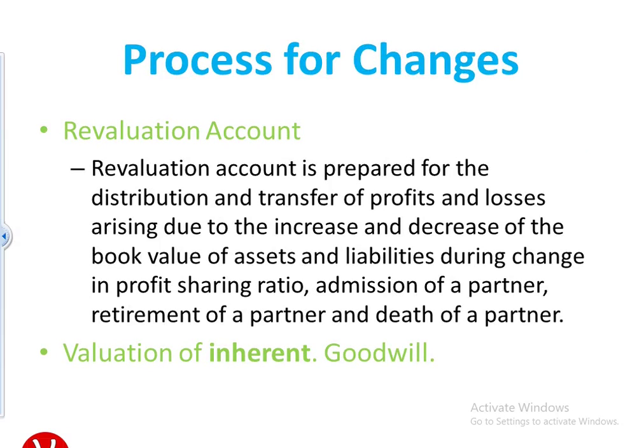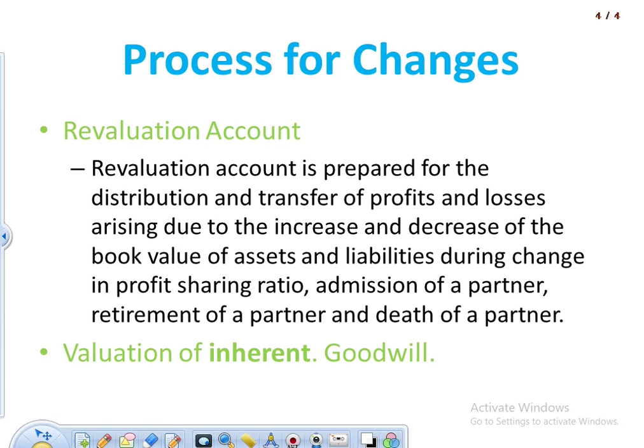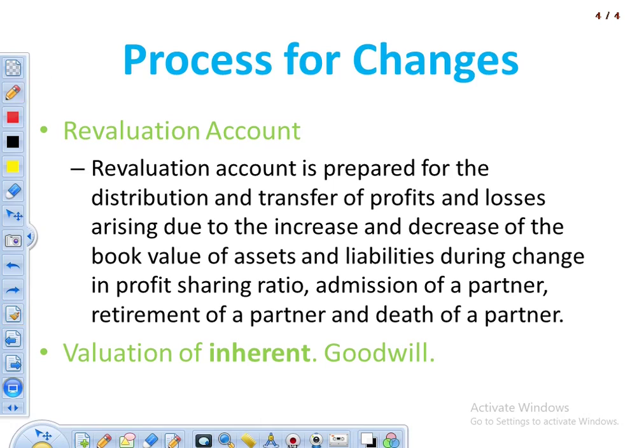So first one is, we need to prepare an account called the revaluation account. The revaluation account is prepared to distribute or transfer the profit or loss arising due to an increase or decrease in the book value of assets and liabilities during a change in the profit sharing ratio, admission of a partner, retirement of a partner, or death of a partner.